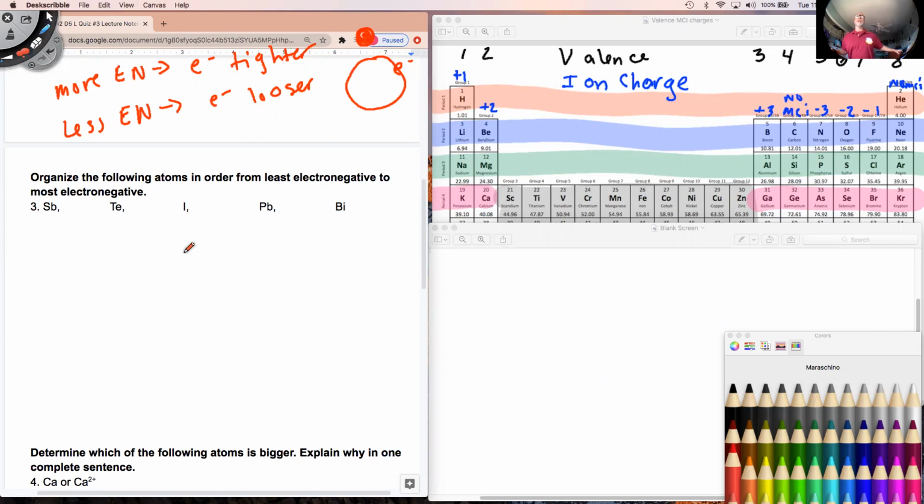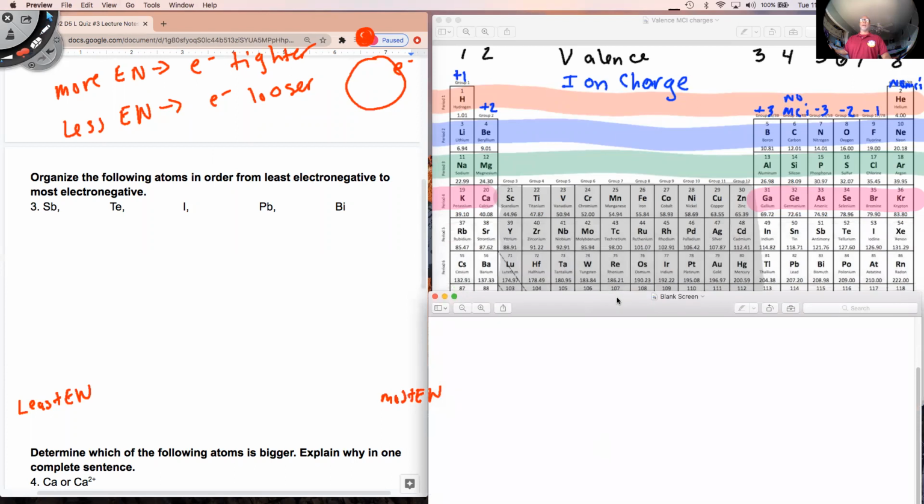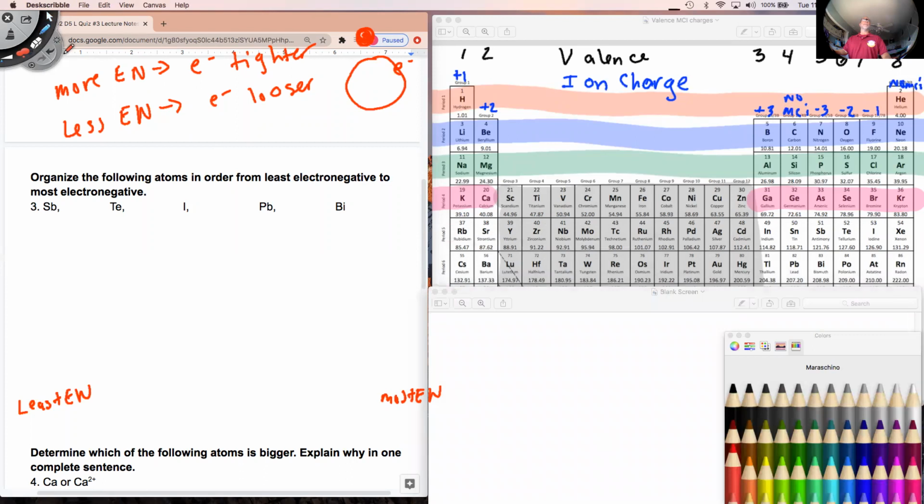So let's just take a look at these. We have to organize these from least electronegative to most electronegative. So let's put down here least electronegative and most electronegative. Now, let's just take a look. Let's find these right here. Let me move that out of the way. I think I've covered everybody down to there's platinum. Good. So if we take a look, let's find them.